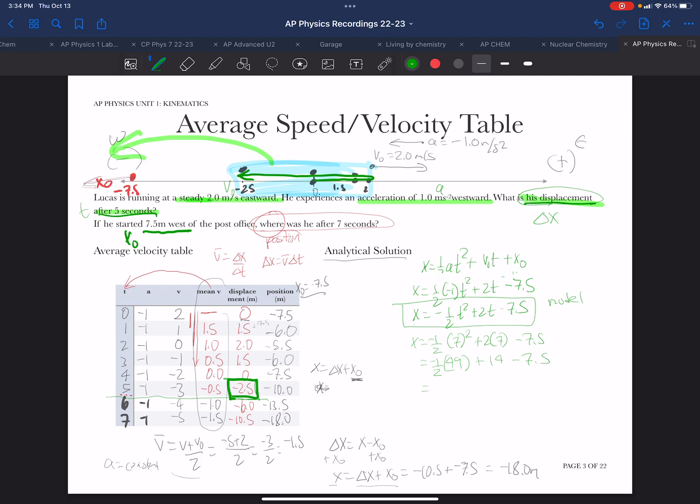So -1/2 of 49 is -24.5. And 14 minus 7.5 is 6.5. And you can see -24.5 plus 6.5 is -18.0. And that would give us our analytical answer. So that is how we could use an average velocity table to understand what's going on, connect it to our number line, and come up with analytical solutions using our position equation.